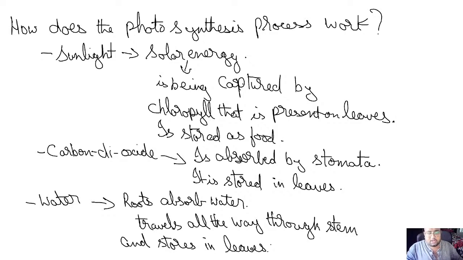Okay, so the water is being absorbed by roots. The roots absorb water, and the minerals present in the water, everything travels all the way through the stem and they reach the leaves. Even they get stored in leaves. After being stored, the food preparation begins.